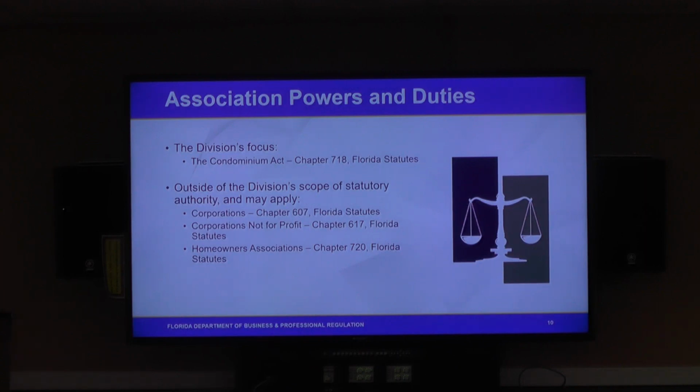So let's go over the association power and duty. The association power and duty include those in the law governing corporations and those powers and duties provided in the Condominium Act, which is Chapter 718. However, boards should also be aware of the following that may apply, although the division does not have the authority to enforce Chapter 607, which is related to corporations, Chapter 617, corporations for non-profit, and Chapter 720, which is HOA.